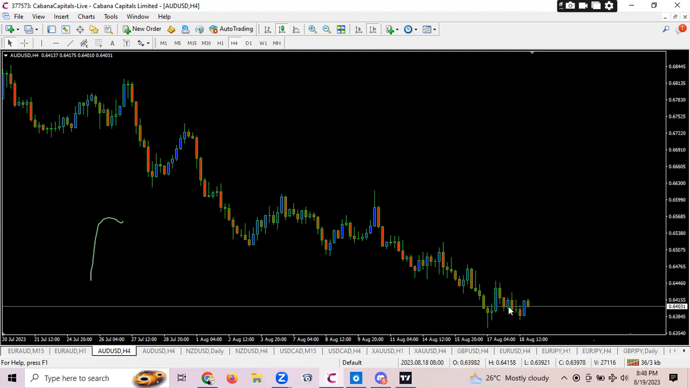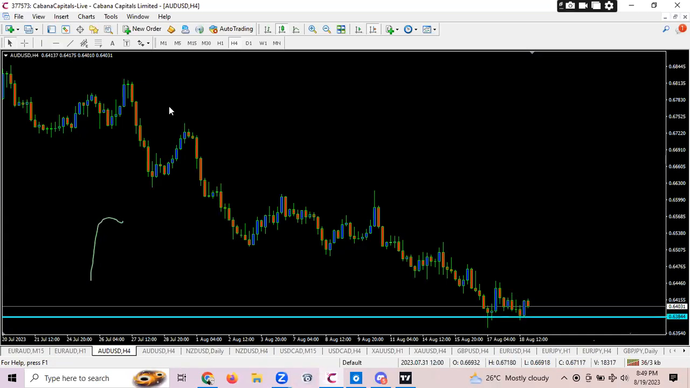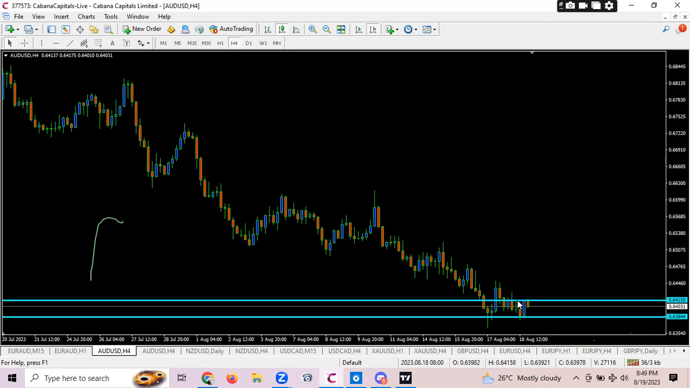So on Friday, we had 1, 2, 3, 4, 5, 6, right? So we had these 6 candles on 4-hour time frame. So our support for Friday market will be this, and our resistance would be this. Okay, so since we're interested in buying Australian dollar USD, we should wait for 4-hour candle to close above this resistance.